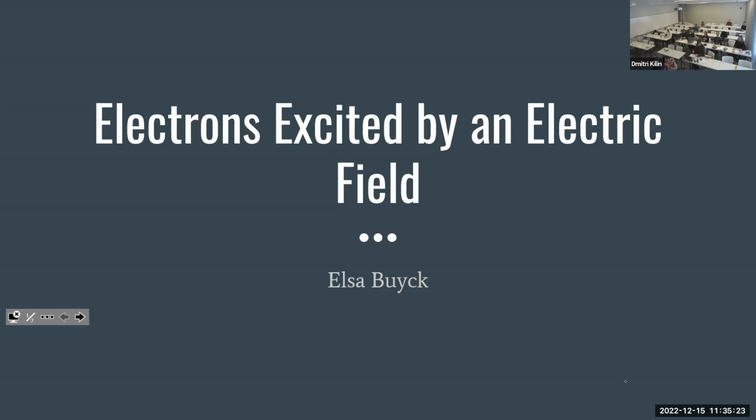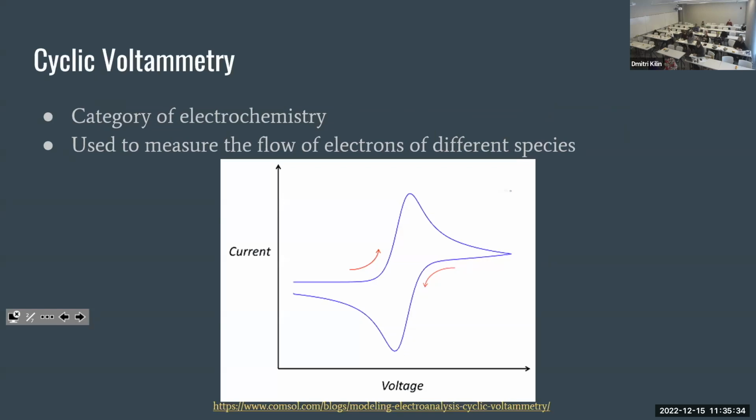So my presentation is electrons that are excited by an electric field in cyclic voltammetry. Just the middle button. Oh. So cyclic voltammetry, just as a background, is a category of electrochemistry. Is this close enough? No. Sorry, I don't think this is close enough.